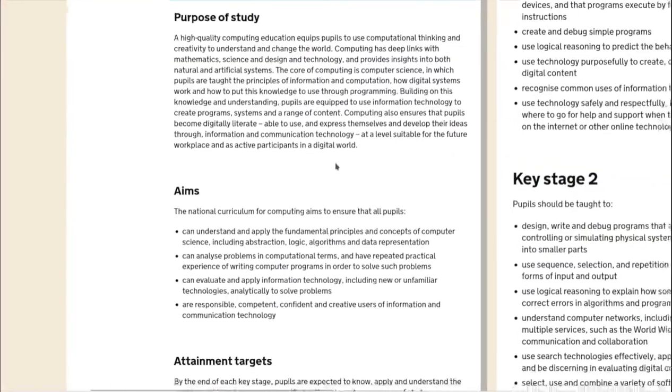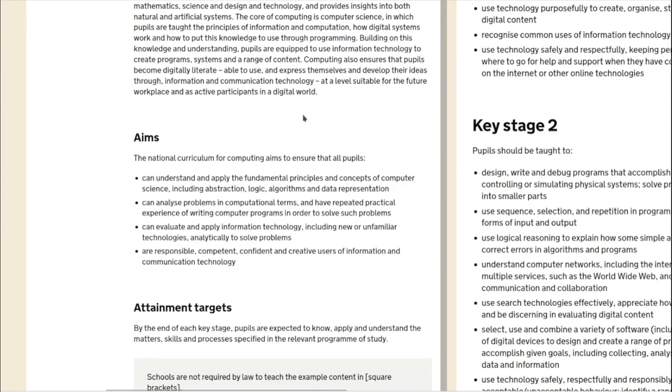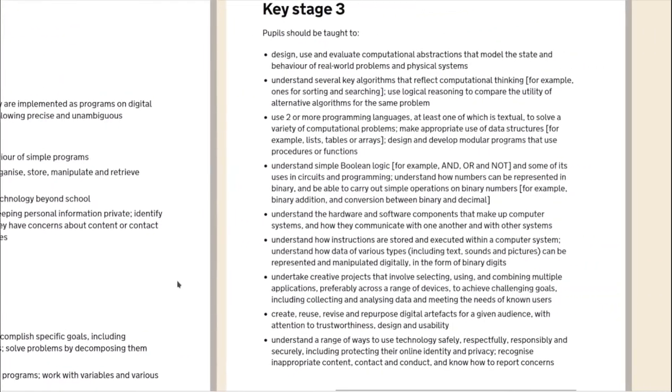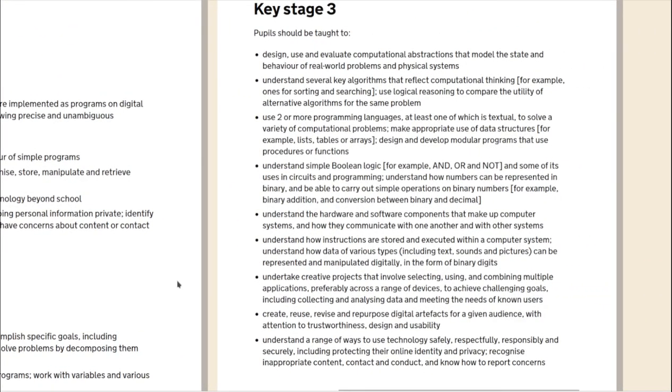I think the overall aims is something that Simon mentioned in his talk, that he's fairly proud of the formulation here. Apply the fundamental principles and concepts of computer science. And he lists specifically abstraction, logic, algorithms, data representation, and some of the other points. And then this is spelled out in detail for the different key stages. It's similar topics that come up several times, but of course they get substantially more technical and deeper the further you go. And you see the biggest part actually is about key stage 3.